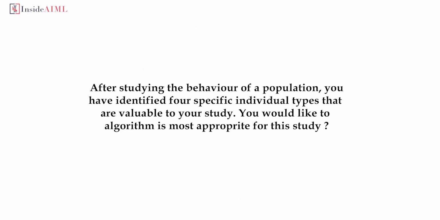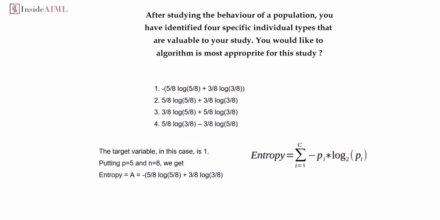After studying the behavior of a population, you have identified 4 specific individual types that are valuable to your study. You would like to find all the users who are most similar to each individual type. So, which algorithm is most appropriate for the study? The options are k-means clustering, linear regression, association rules, or decision trees.